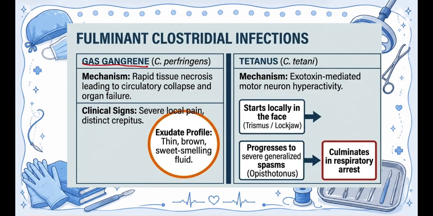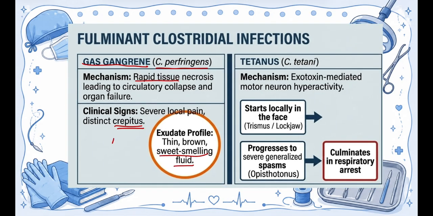Gas gangrene, for example, is caused by Clostridium perfringens. It causes rapid tissue death. You'll see a distinct sweet-smelling fluid or exudate. You'll also feel crepitus. That's a literal crackling sensation caused by gas trapped right under the skin. This leads to circulation collapse incredibly fast.